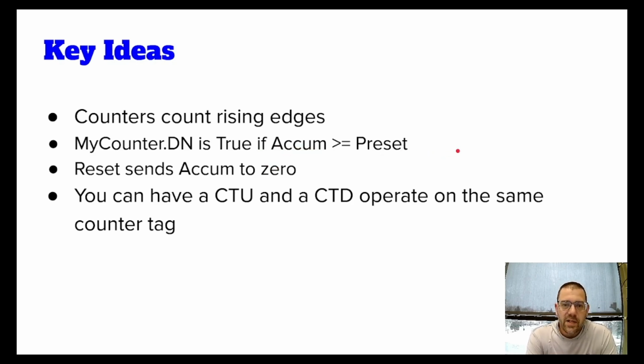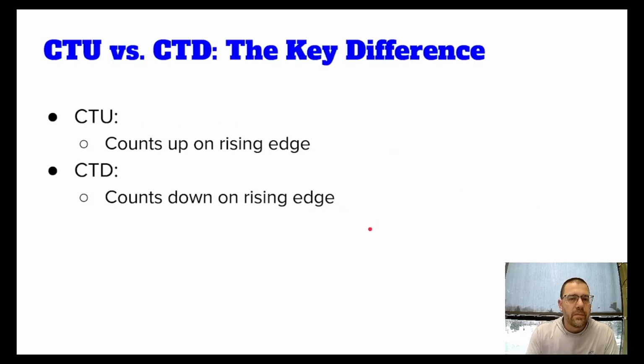Reset is going to set accumulated back to 0. Foreshadowing, that's going to make a CTD by itself a little weird because it can't get back to this condition unless something were to cause the accumulated value to go up, and a CTD can only go down. So you can have a CTU and a CTD operating on the same tag, which is the only way that I think a CTD really makes sense. By itself, it's not very useful.